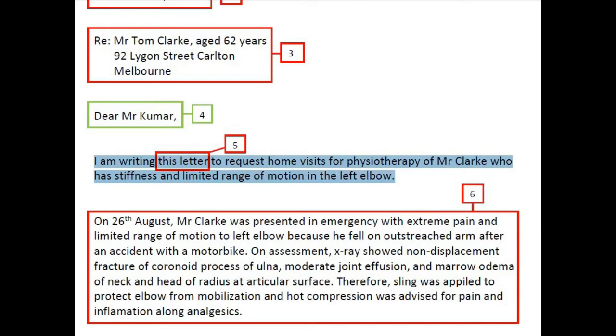Moving to the introduction paragraph: I am writing this letter to request home visit for physiotherapy of Mr. Clark, who has stiffness and limited range of motion in the left elbow, which is somewhat okay but definitely not an impressive one. First of all, you don't have to write this letter because we already know this is the letter. The person who writes and the person who reads the letter knows that this is a letter. So you can rewrite this introduction in a much better way, such as: I am writing to request physiotherapy at home for Mr. Clark, who has stiffness and limited range of motion in the left elbow.